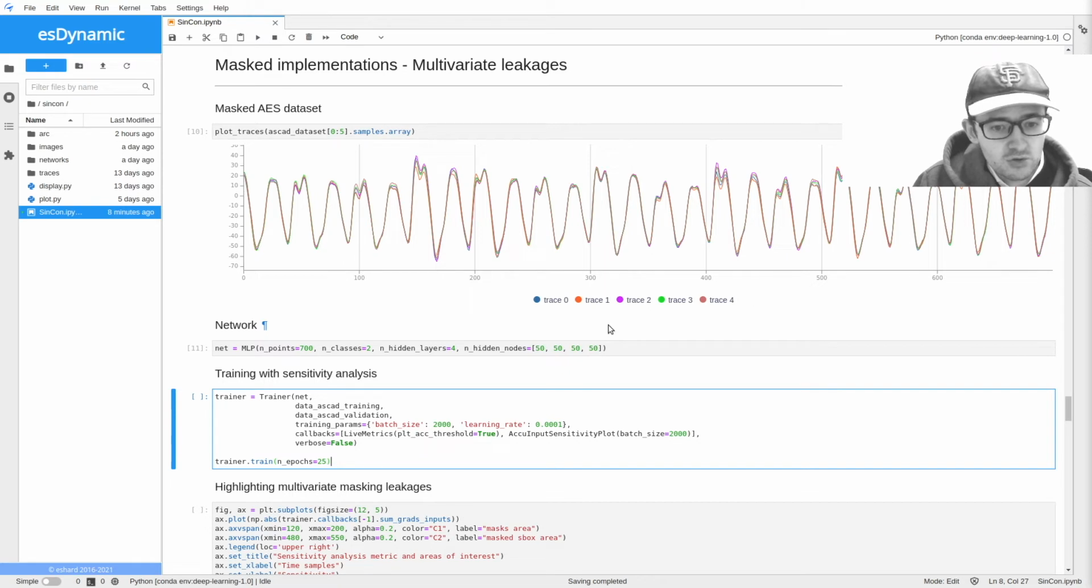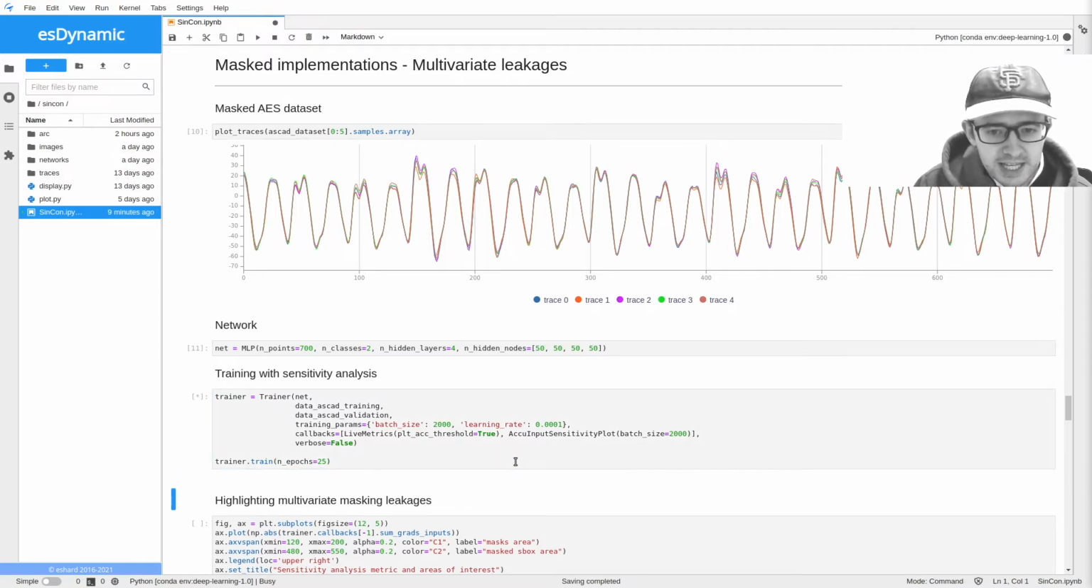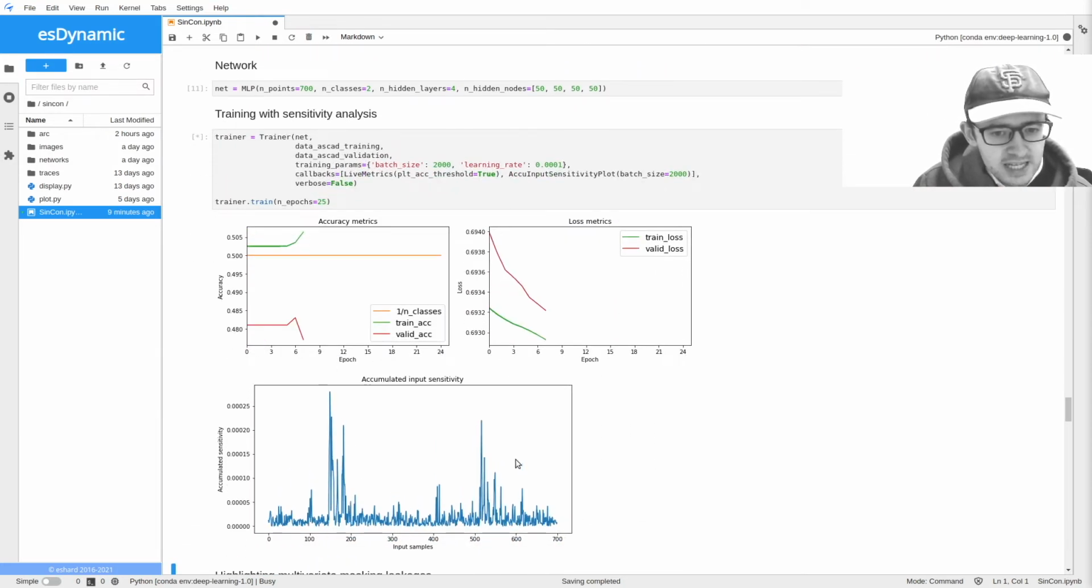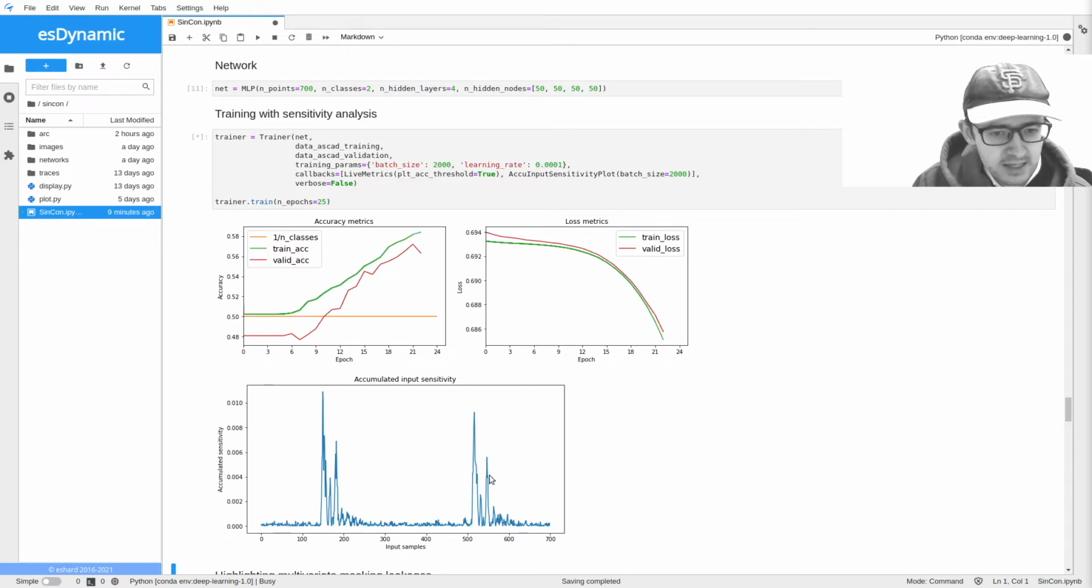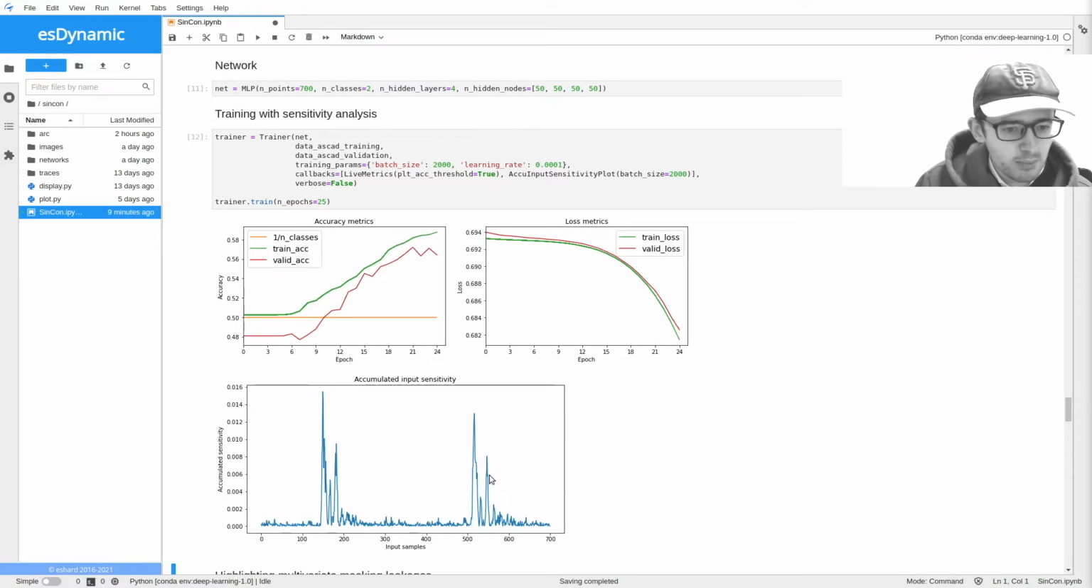But this time, in addition to the accuracy and loss metrics, we will observe another metric, which is called the sensitivity of the network input. This metric indicates which input nodes contribute the most to the classification of the input data. If we run the training with this metric, what we can observe is that the network during the training automatically detects and focuses on two specific areas which correspond to the time samples of the two shares of the data that we target. So the network detects the two shares and combines their respective leakages inside the network to classify the input data based on the combined information, which is the sensitive information that we want to exploit.